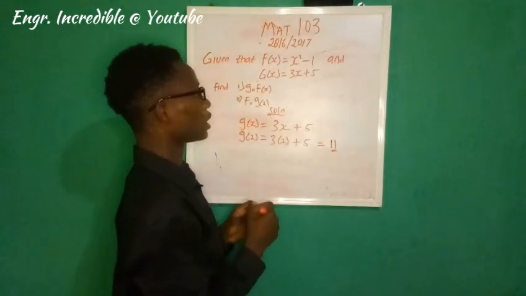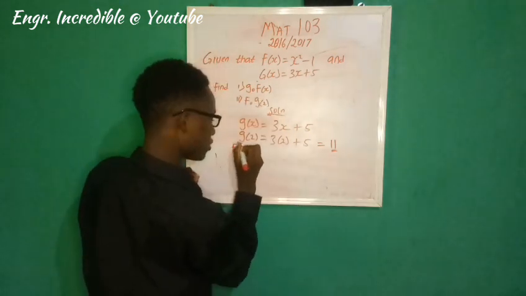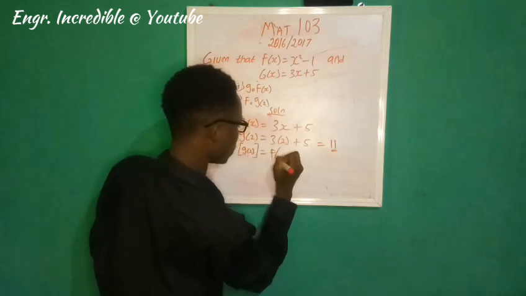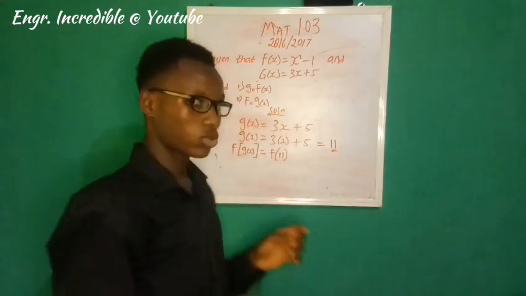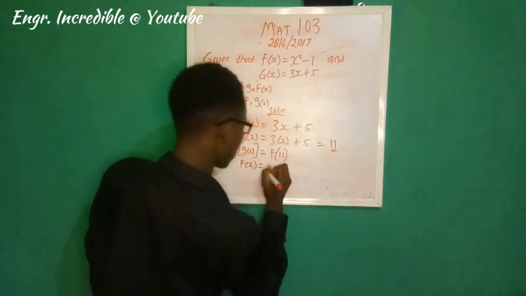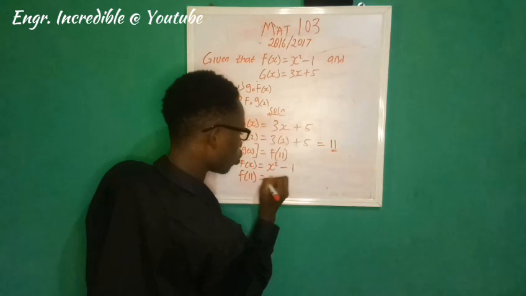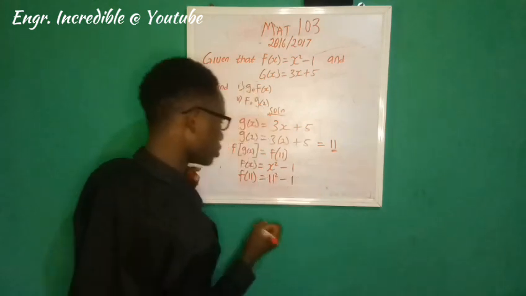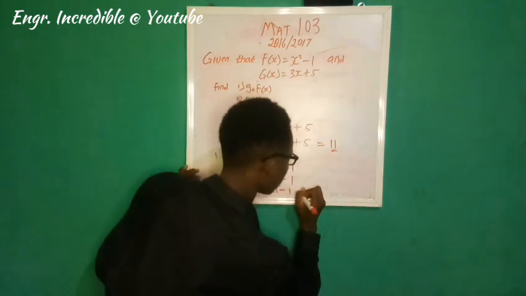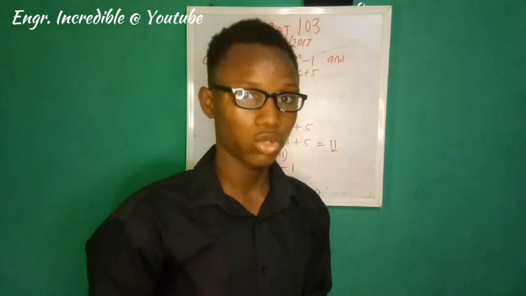So then what is our f of g of 2? That means f in brackets g of 2 will be equal to f in brackets 11. So that means if f of x is equal to x squared minus 1, that means f of 11 is equal to 11 squared minus 1, which is equal to 121 minus 1. That means the total answer is equal to 120. So that is the answer for f of g of 2.